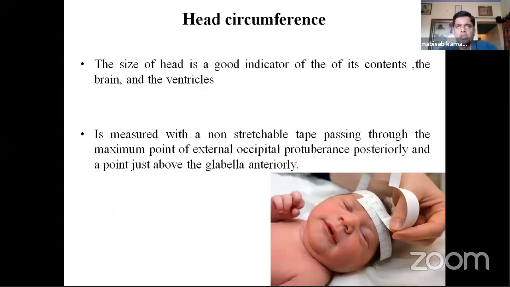Head circumference. The next important anthropometric measurement is the head circumference. The size of the head is a good indicator of its contents, the brain and the ventricles. It is measured with a non-stretchable tape passing through the maximum point of the external occipital protuberance posteriorly and the anterior glabellar point.